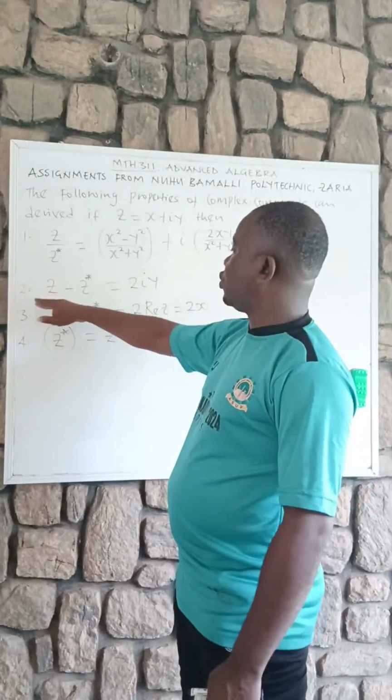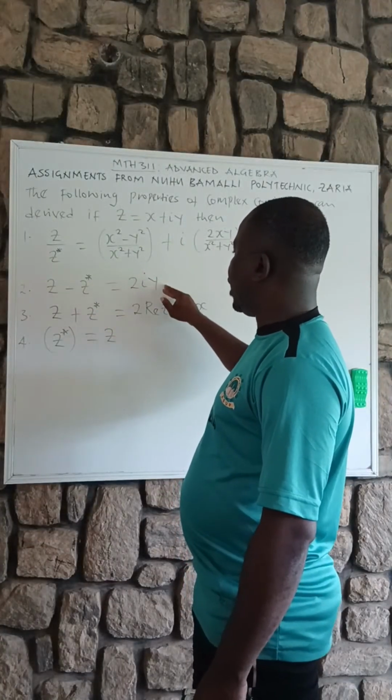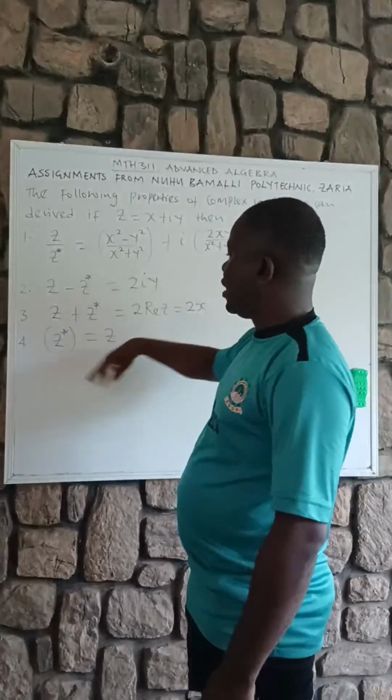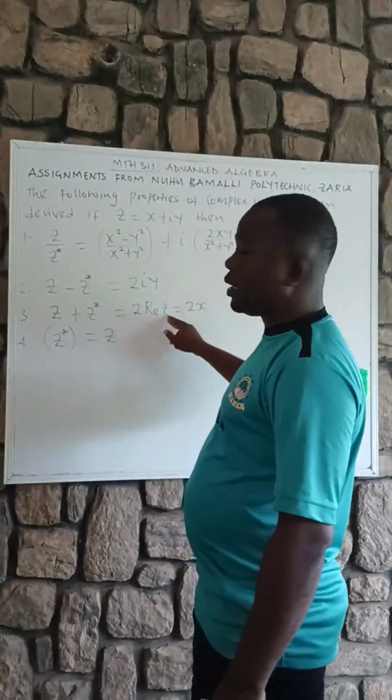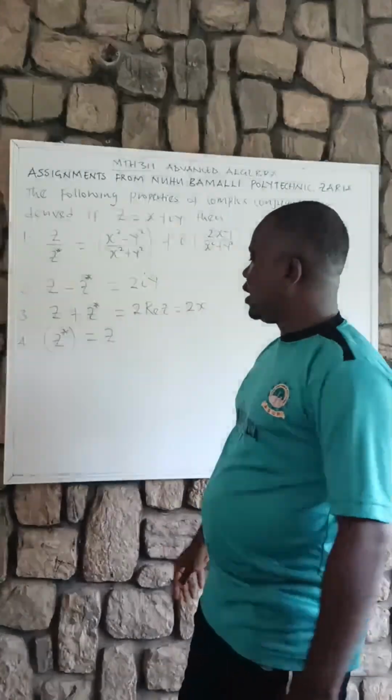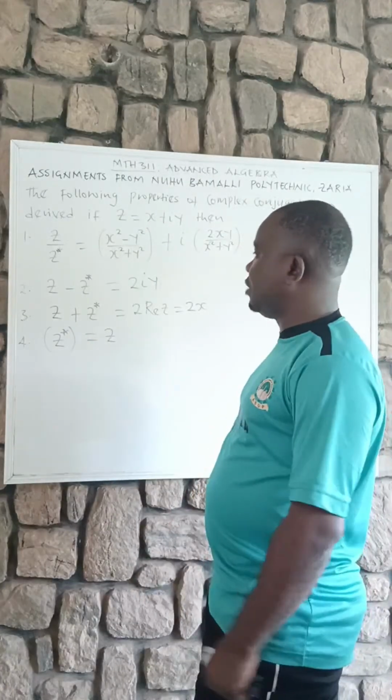Then 2, z minus z star is equal to 2iy. Prove that we get this. 3, z plus z star is equal to 2 z, which is what? 2x. Then 4, z star is equal to, it's simple as ABC.